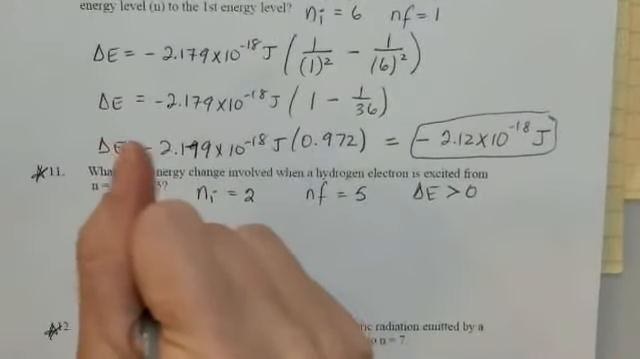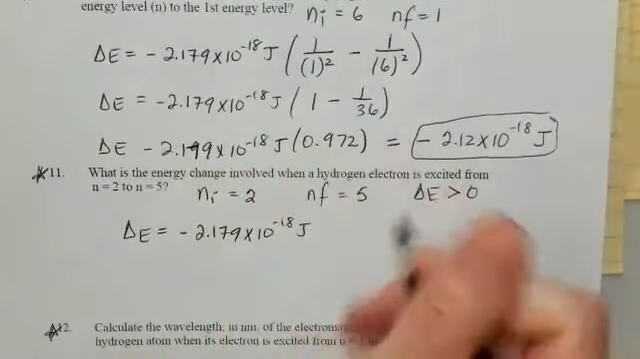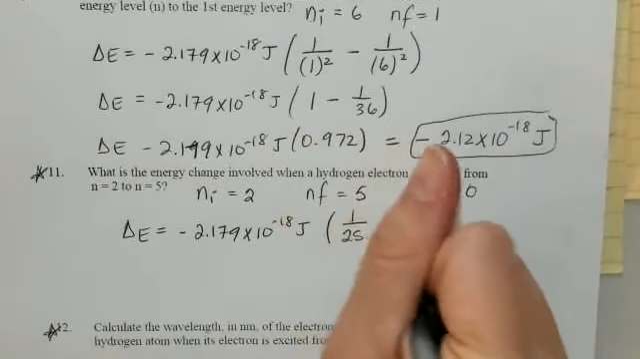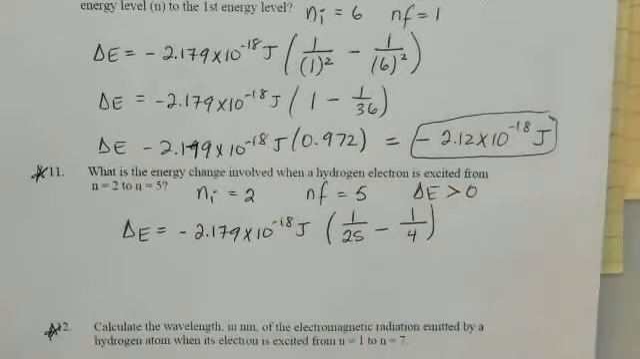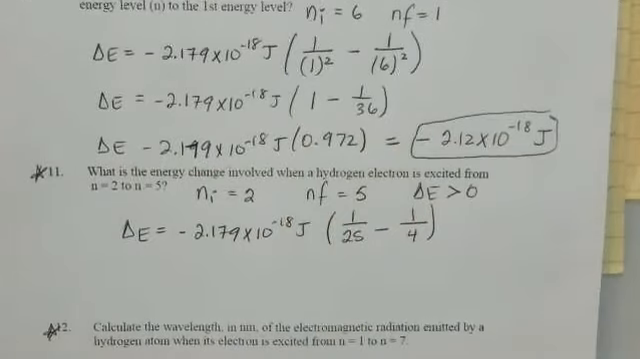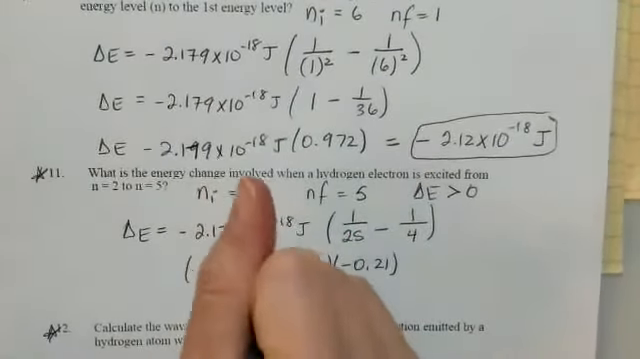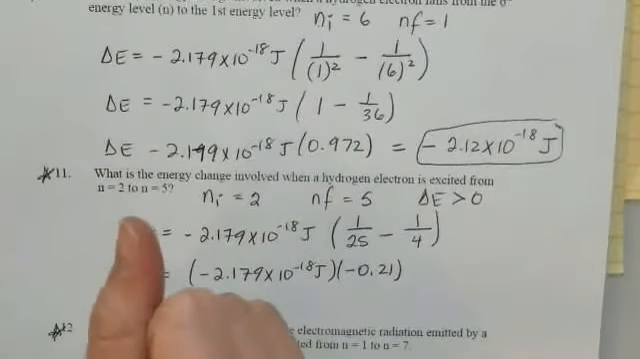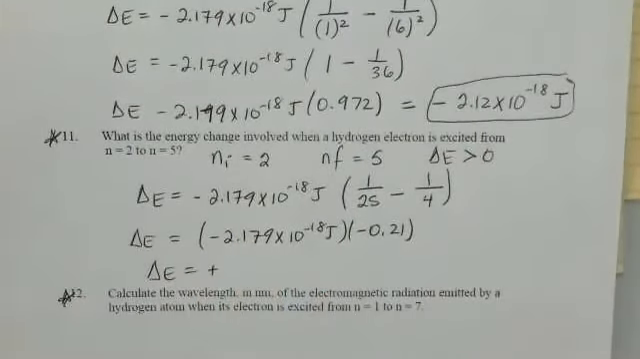So same formula, change in energy, negative 2.179 times 10 to the negative 18 joules. All right, 1 over the final squared, 5 times 5 is 25, minus 1 over the initial squared, 2 times 2 is 4. All right, so the inverse of 25 minus the inverse of 4, I get a negative 0.21. And if I multiply that by my constant, all right, now I can see that I've got a negative times a negative, so my delta E is going to become a positive, right? Endothermic, just like we expected.